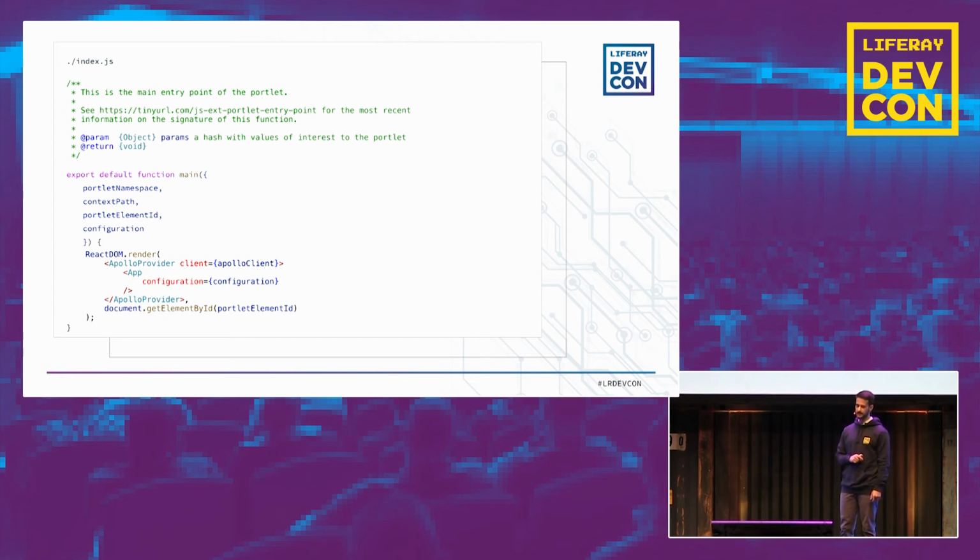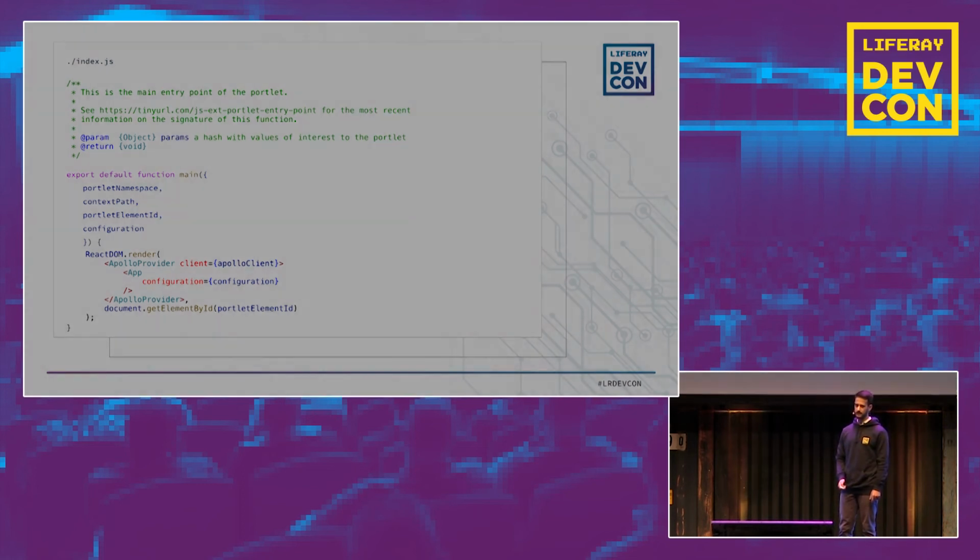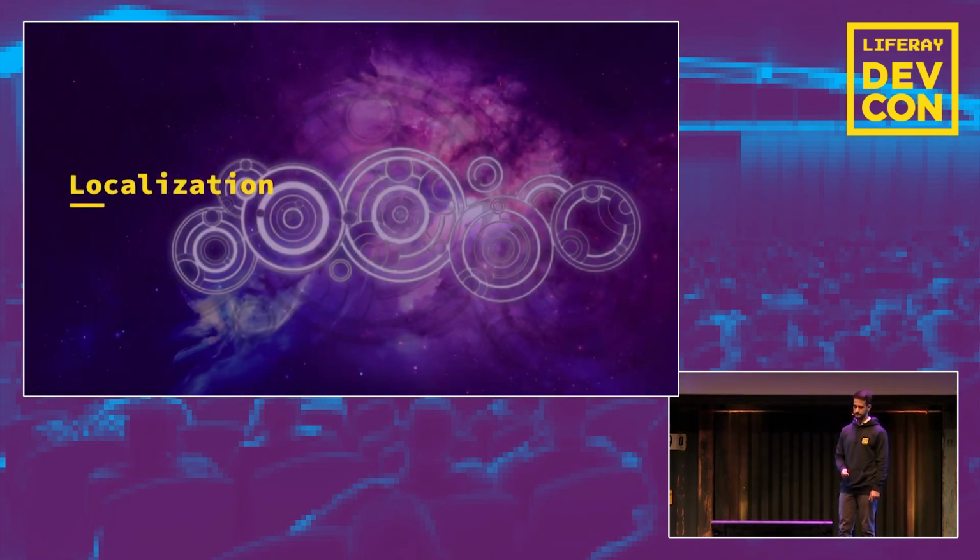And we are also passing this configuration property that we will use later. So at this point, we have pretty much the same we had before with adapt. If we deploy the project, we will see the same thing. But we need to add more features like localization.